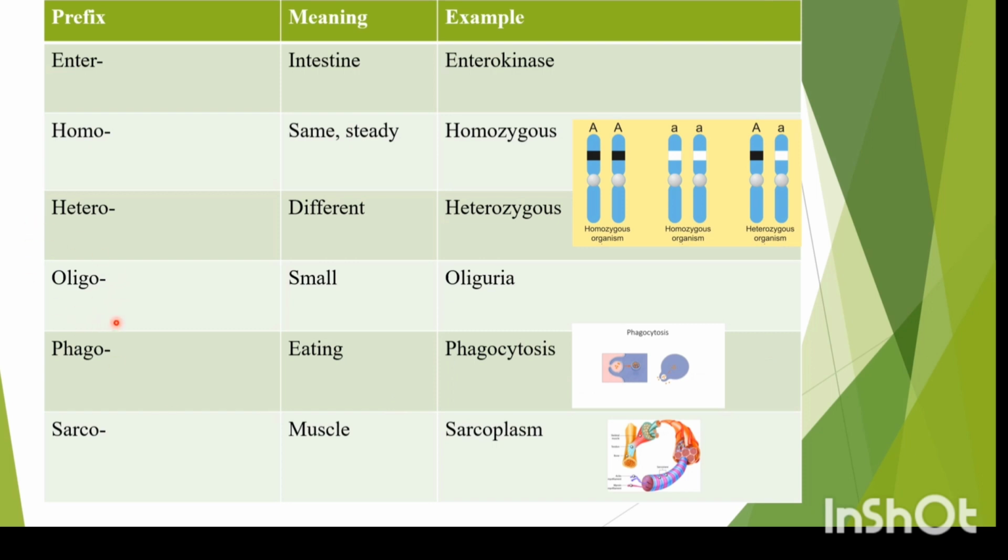Next one is oligo. Oligo means small. Example, oliguria. If a person releases small amount of urine, this is called oliguria condition.